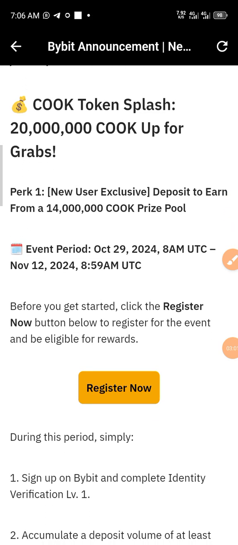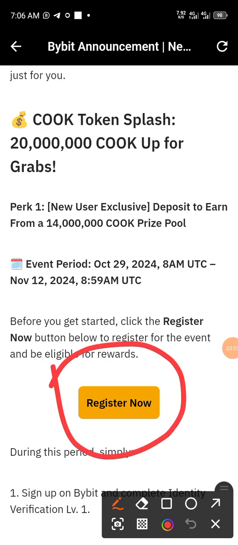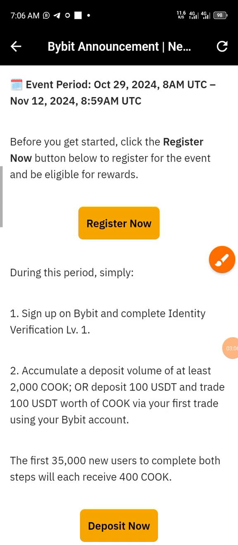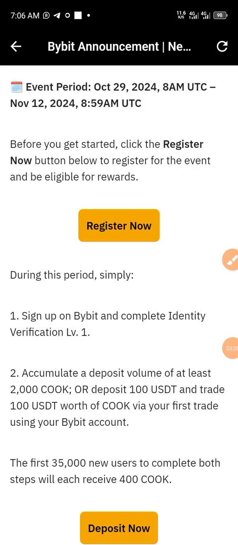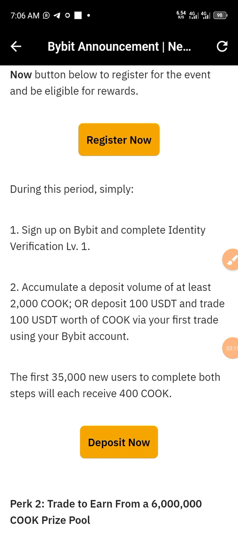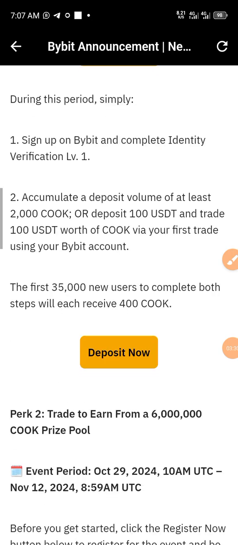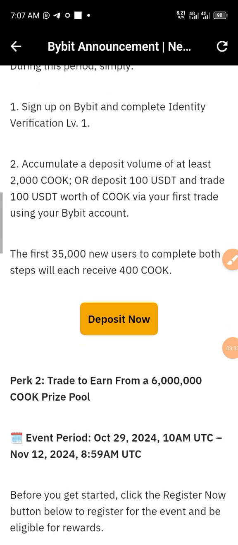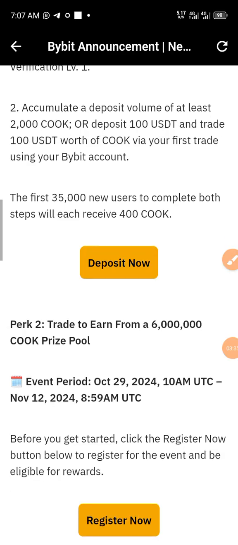All you just need to do is to come to this place and click on register. If you click on register, then you sign up, you have already signed up for the event. They say during this period, sign up on Bybit and complete identity verification level 1. That one is for new users. Accumulate a deposit volume of at least 2,000 Cook, or deposit 100 USDT and trade 100 USDT worth of Cook via your first trade using your Bybit account. The first 35,000 people will be given this.